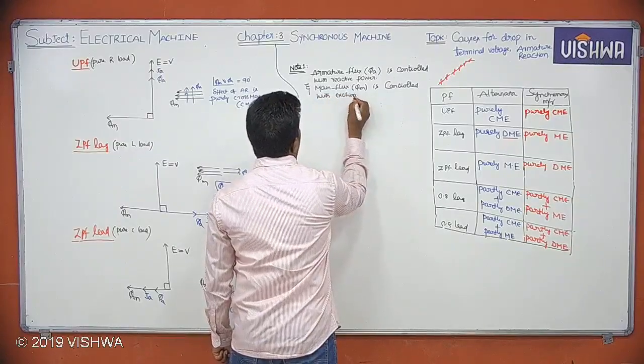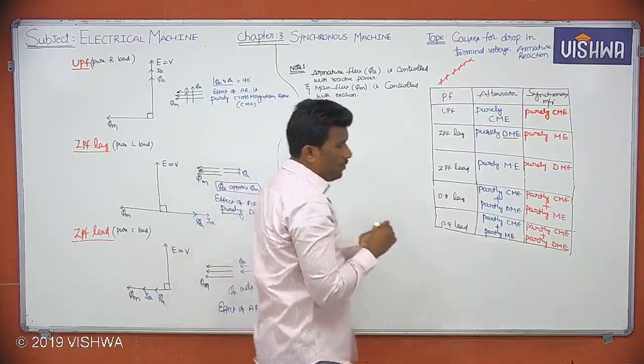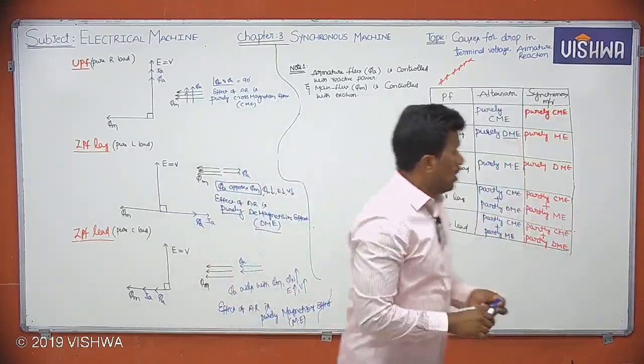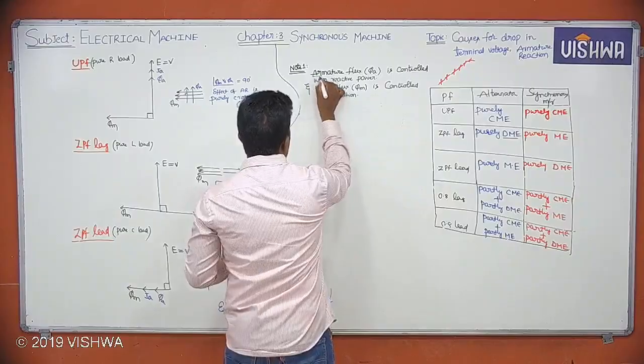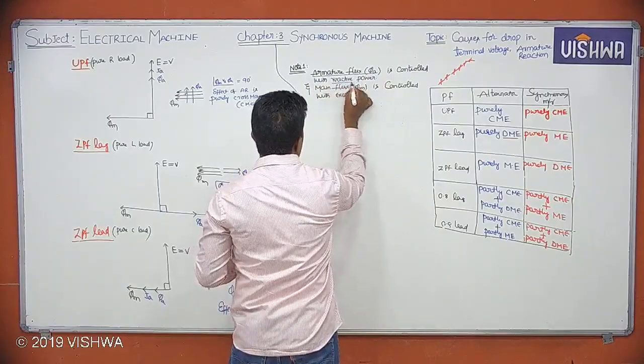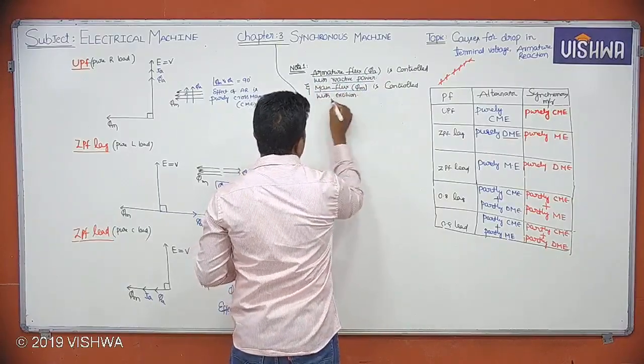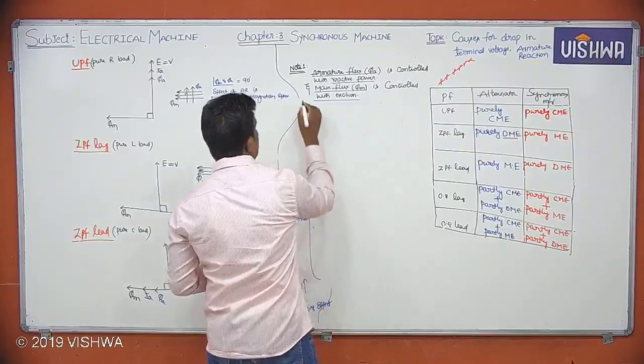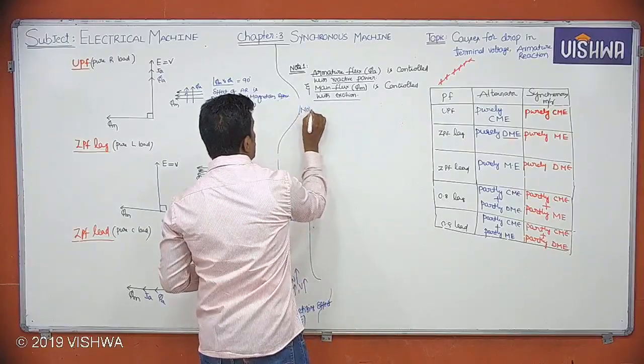These words are very important, please. If you want, you can underline these words also. So in note 1: armature flux phi A is changed with reactive power, and main flux phi m is changed with excitation. These points you have to remember, right? Next, note 2.